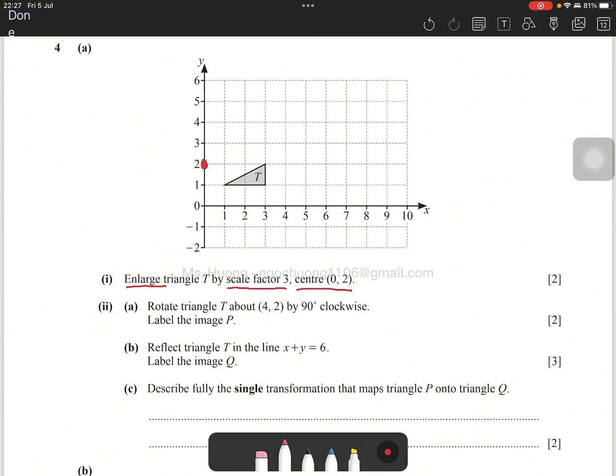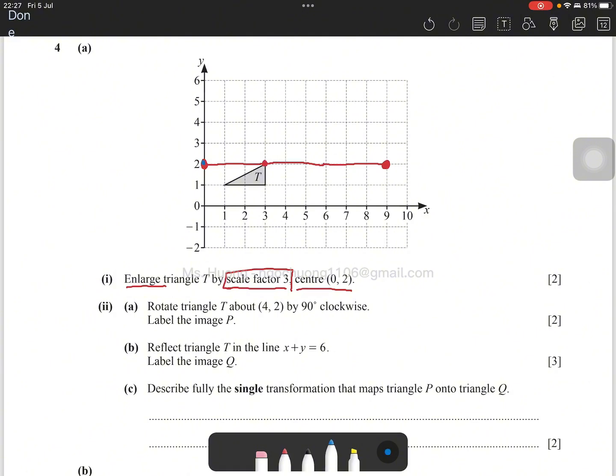And to enlarge the triangle T by scale factor of 3, we will find the distance from the center to each vertex. For example, this distance is 3. So we continue to count on 3, 6, and then 9. And the new vertex will be here.